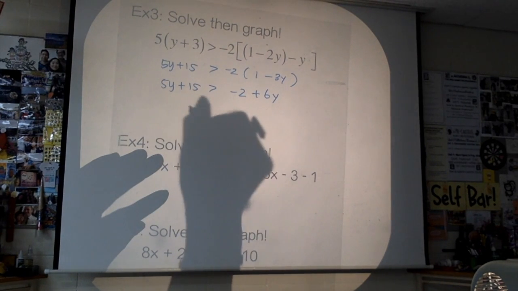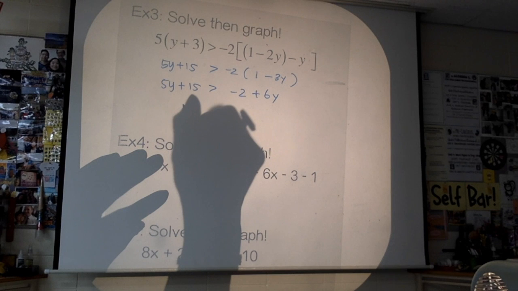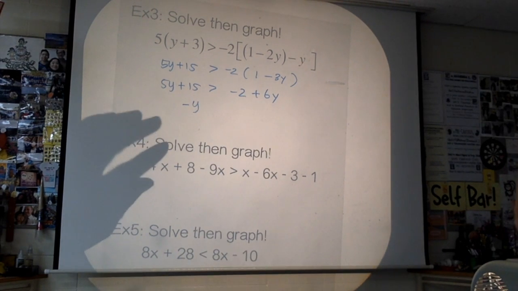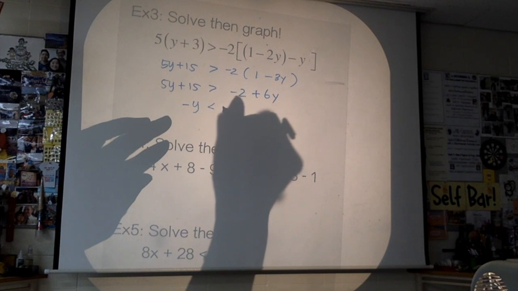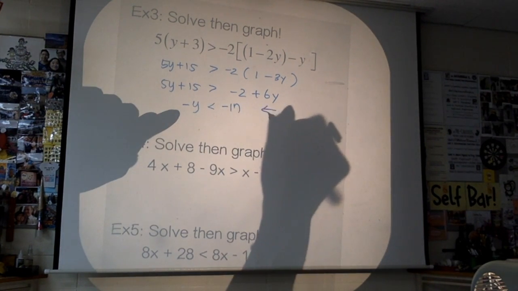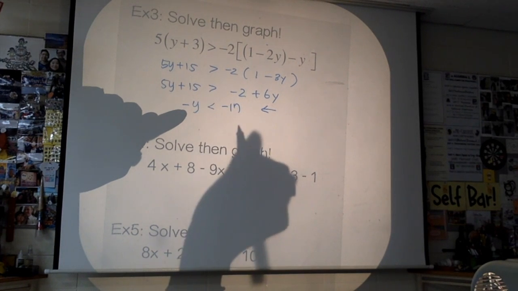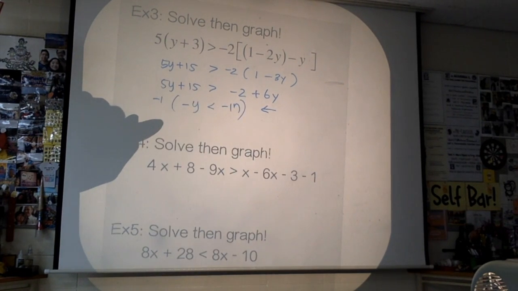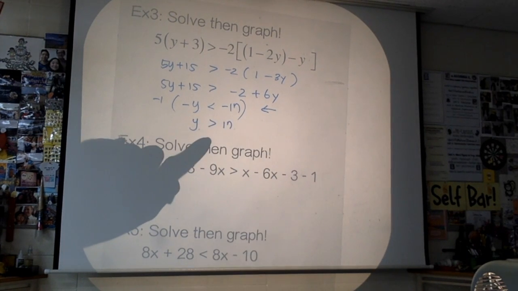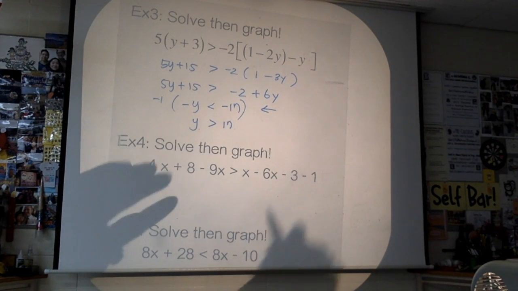Simplify everything, I'm going to rearrange everything, and I get -y. I'm going to put the y on the other side. I don't care how you guys do it. -y less than -17. Oh, but we have a negative here, right? So I'm going to divide or multiply by a negative. I have to multiply everything by negative. Then I get y is greater than 17. Don't forget to flip the inequality and also change the sign.